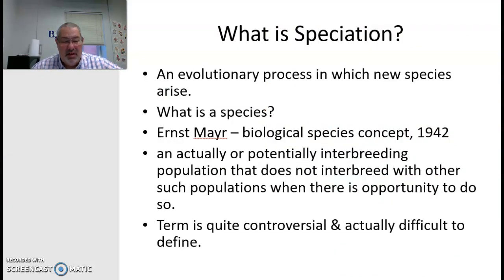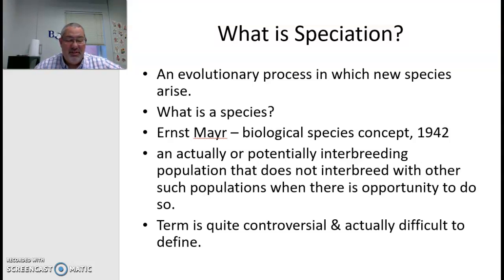Okay, so in all of these cases here of convergent, divergent, and parallel evolution, the ending of such evolution, if you will, is species. And speciation is part of the evolutionary process. It doesn't always occur, but in certain conditions it does. Speciation, again, is the evolutionary process that occurs to form a new species of organism.